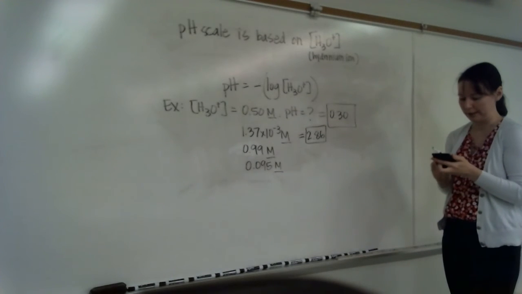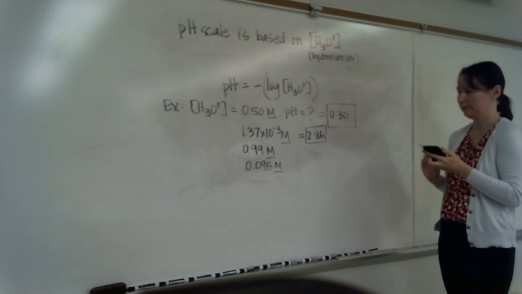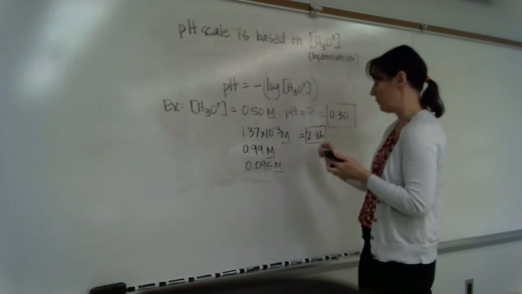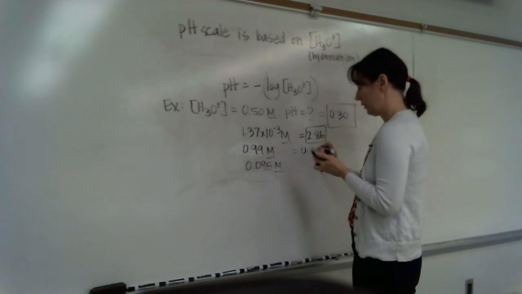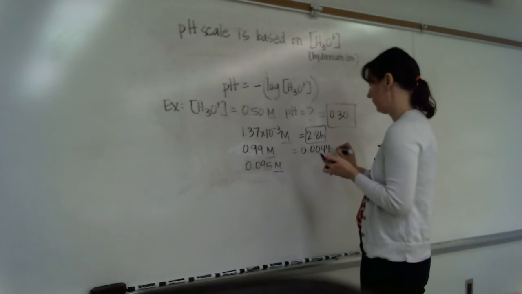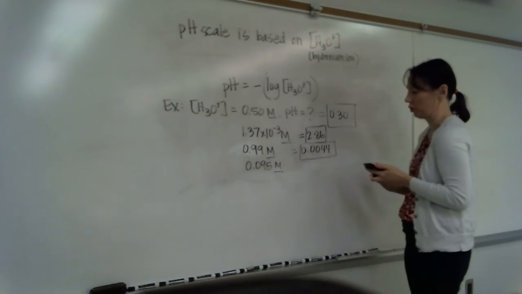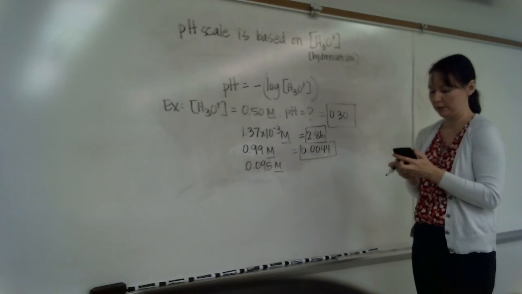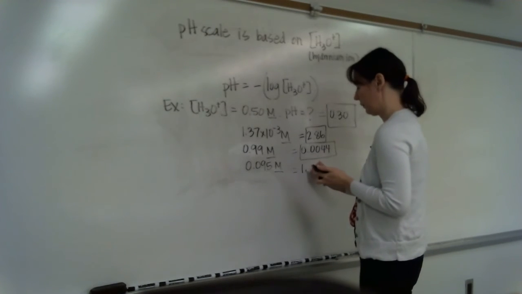All right, 0.99 log. That gives me negative, which I then change the sign of. So it'd be 0.0044, 4.4 times 10 to the negative third. 0.095 log, 1.0.